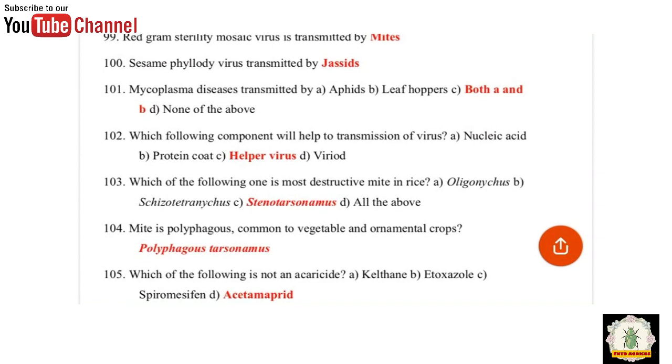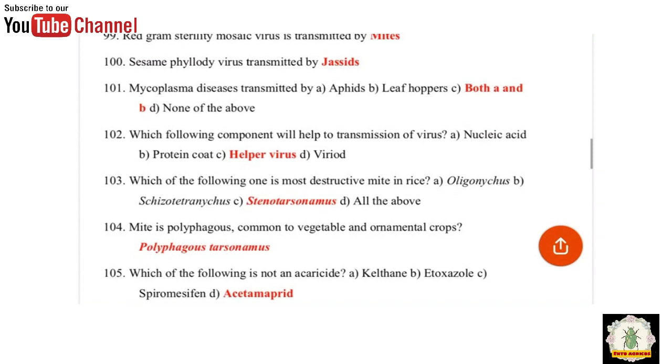Which of the following is not an acaricide? So the options were calthane, etoxazole, spiromesifen, and the last is acetamiprid. So the correct answer for this is acetamiprid. This acetamiprid is used for sucking pests on vegetables and fruit like aphids. Whereas the rest, calthane, etoxazole, and spiromesifen, are used for controlling mites.